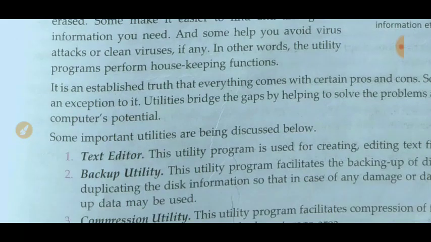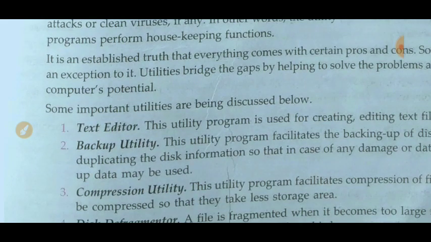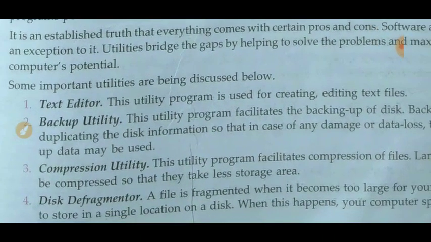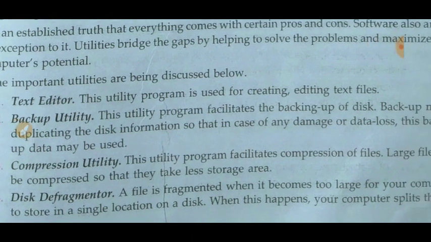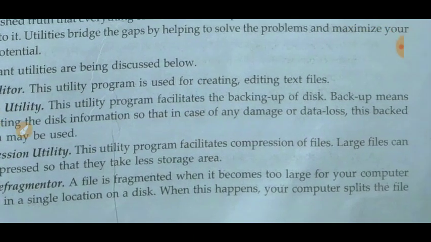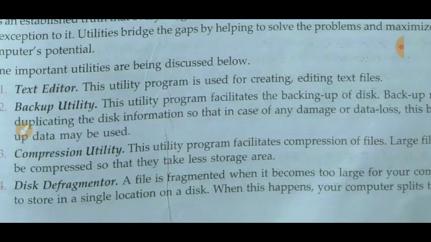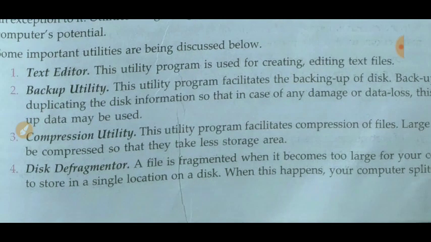Like different kinds of utilities are text editor. In text editor, like Notepad, WordPad software available in our computer system. So utility program is used for creating and editing text file. Then backup utility, we have compression utility. Compression utility means to compress the file, means a large file can be compressed so that it takes less amount of storage area. Then disk defragmenter.